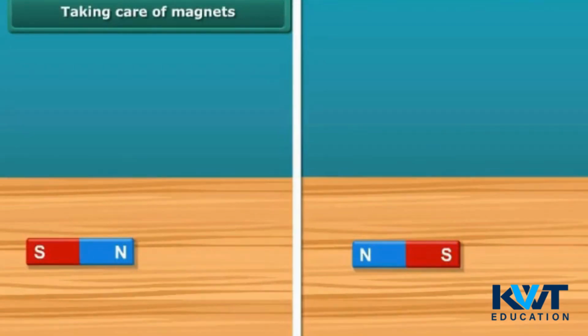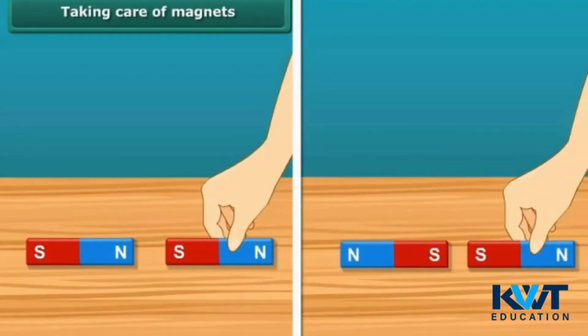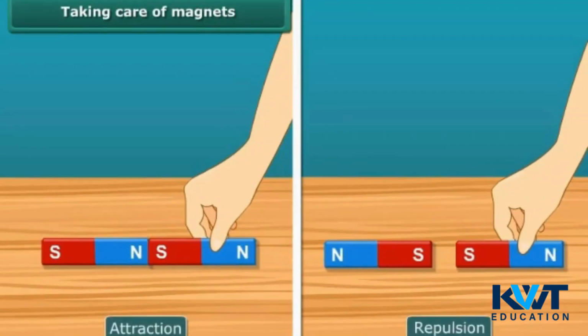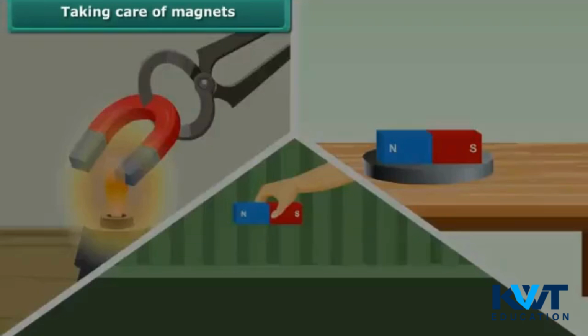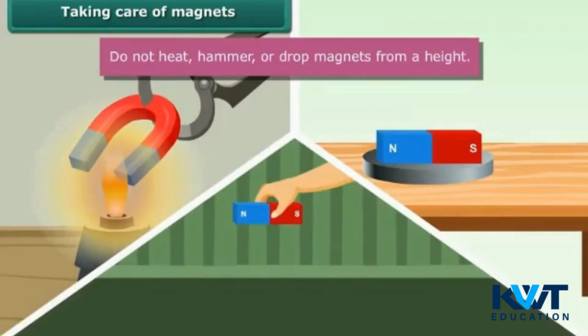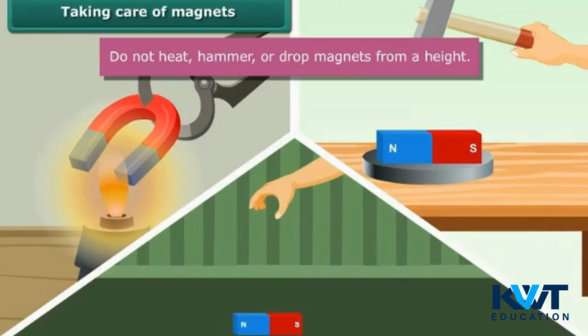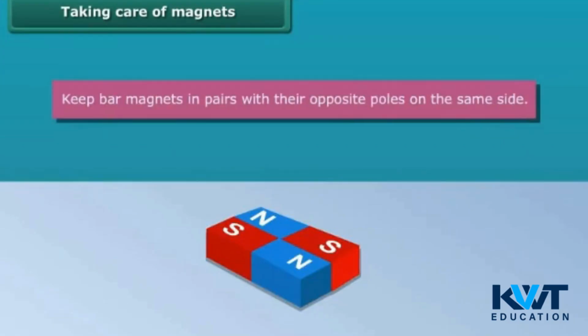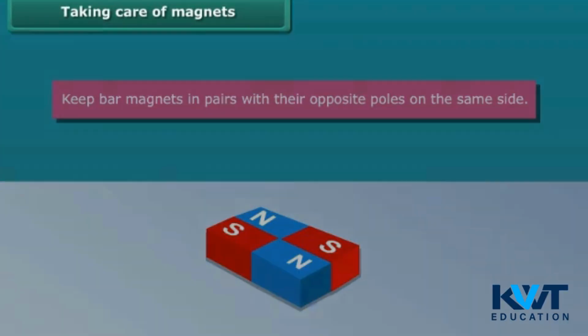Taking care of magnets. We are now aware of the attraction and repulsion properties of a magnet. To keep magnets safe and in working conditions, follow these guidelines. Do not heat, hammer, or drop magnets from a height. They will lose their property if done so. Keep bar magnets in pairs with their opposite poles on the same side. Use wood to separate them.